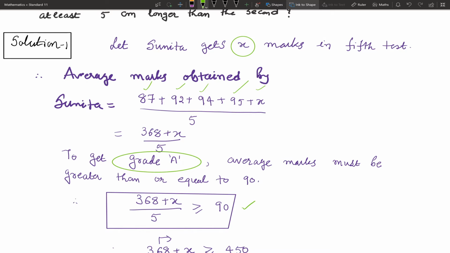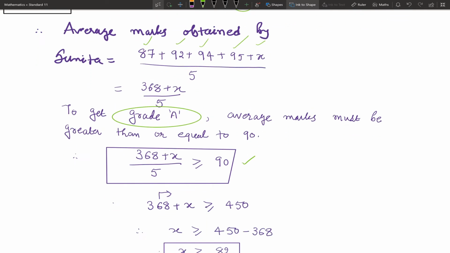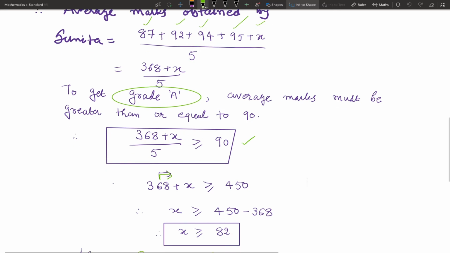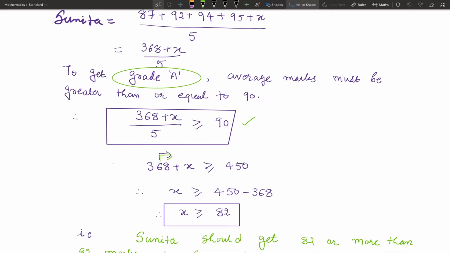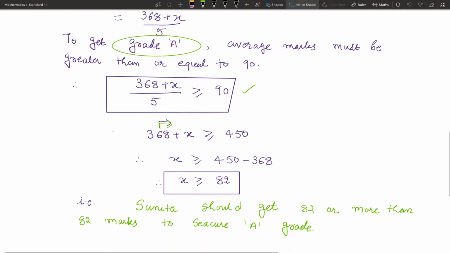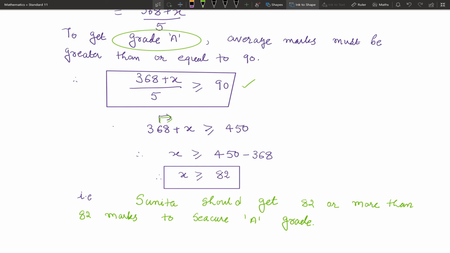So 368 plus x by 5 is greater than or equal to 90, multiplied by 5. So 5 into 90, 5 is positive, so there is no change in the inequality. So 368 plus x is greater than or equal to 450. Now transfer this term, so it will change its sign. Plus will become minus. So x is greater than or equal to 450 minus 368, and the simplification is 82. So x is greater than or equal to 82. That is, Sunita should get 82 or more than 82 marks to secure A grade.